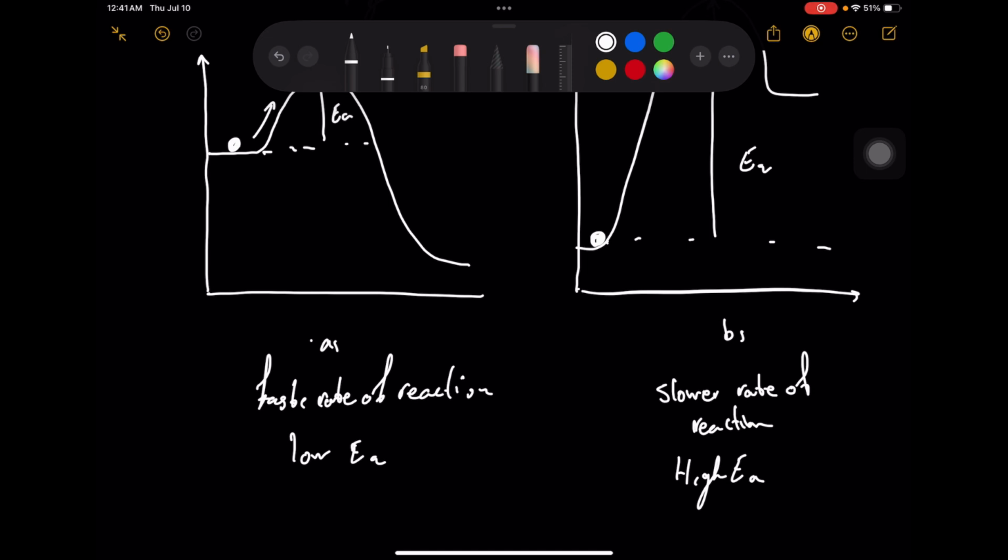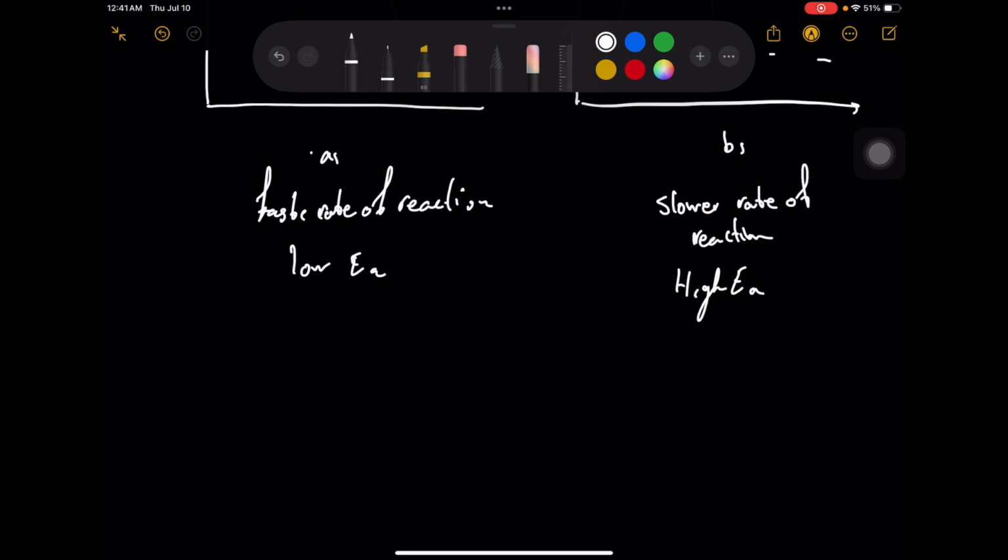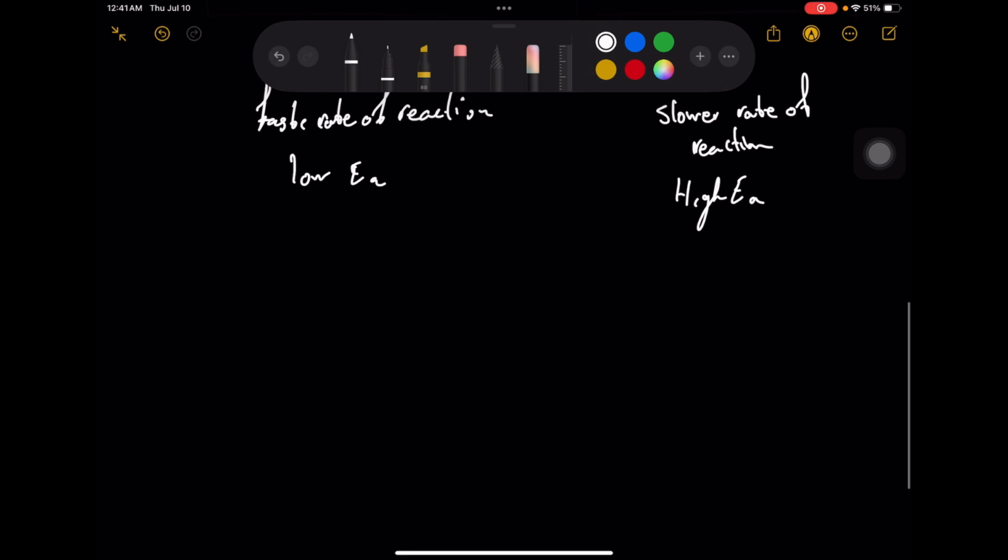And there are also some factors that affect the activation energy. We are going to talk about four of them: the nature of the reactants, the concentration of the reactants, the temperature, and the presence of catalysts. So let's start with the nature of the reactants. Consider sodium and water.